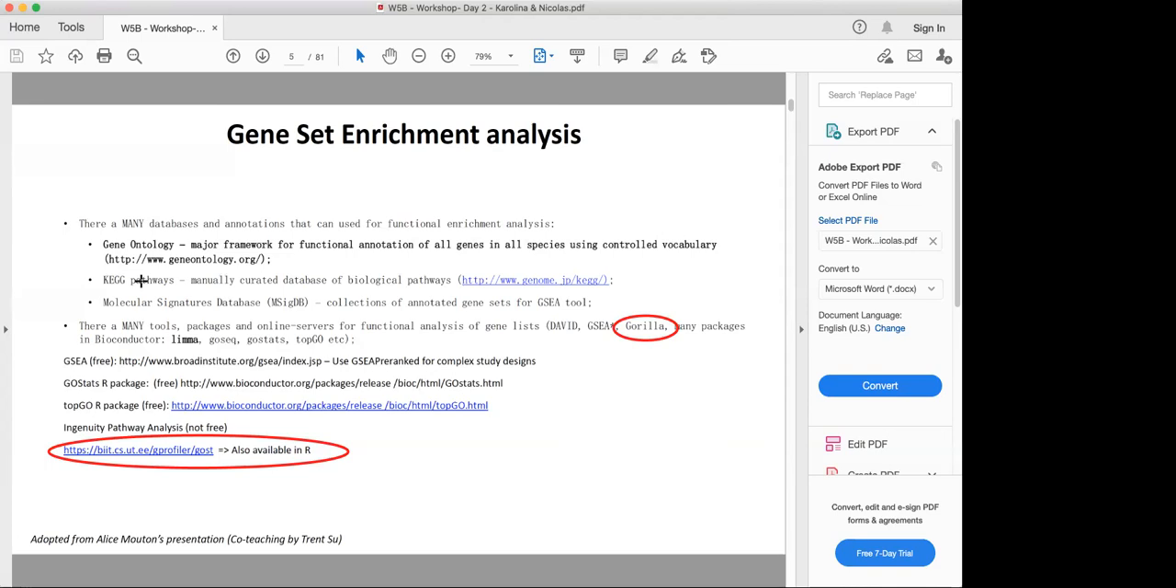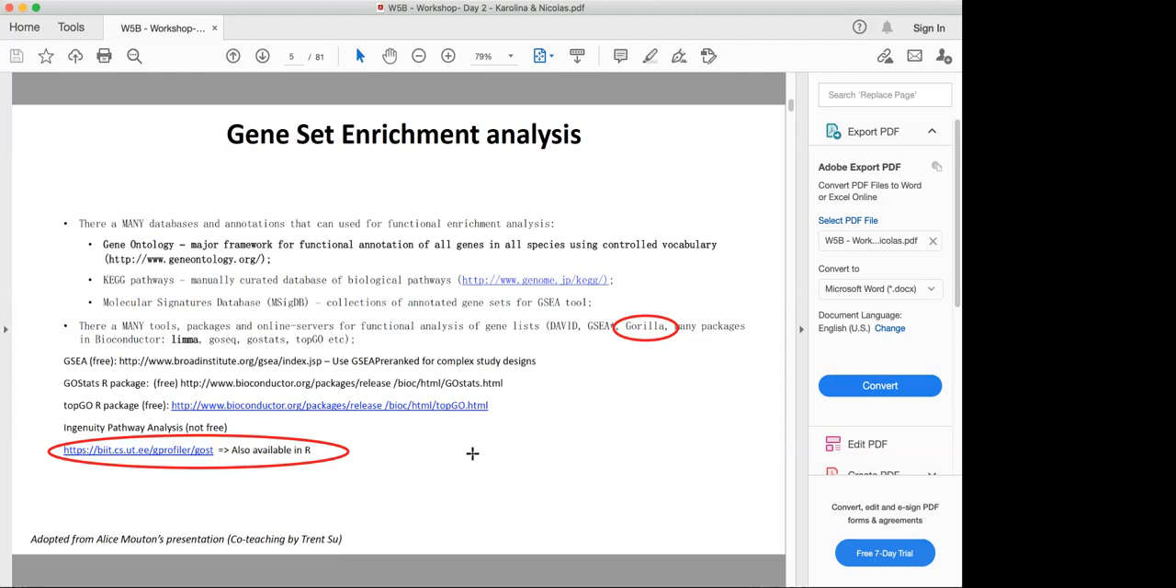Another would be the Molecular Signatures Database, MSigDB, a collection of annotated gene sets for the GSEA tool. So GSEA stands for gene set enrichment analysis. You should remember this.